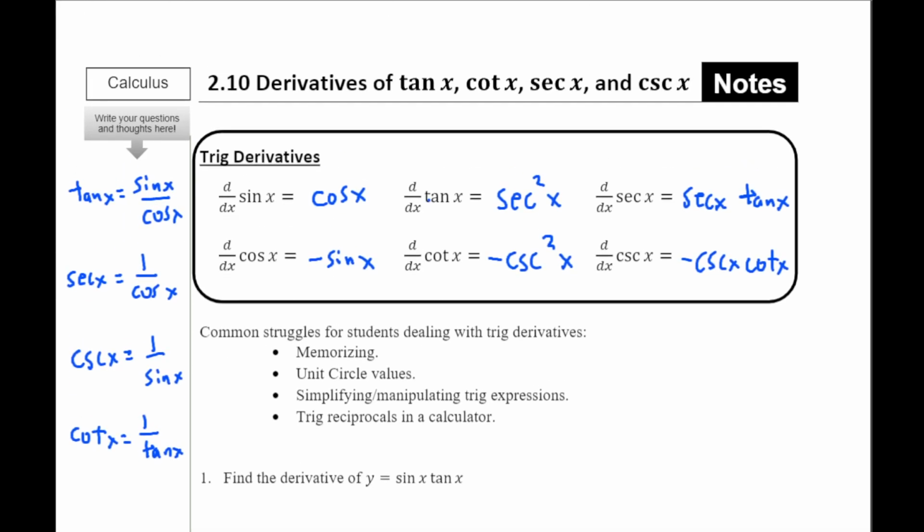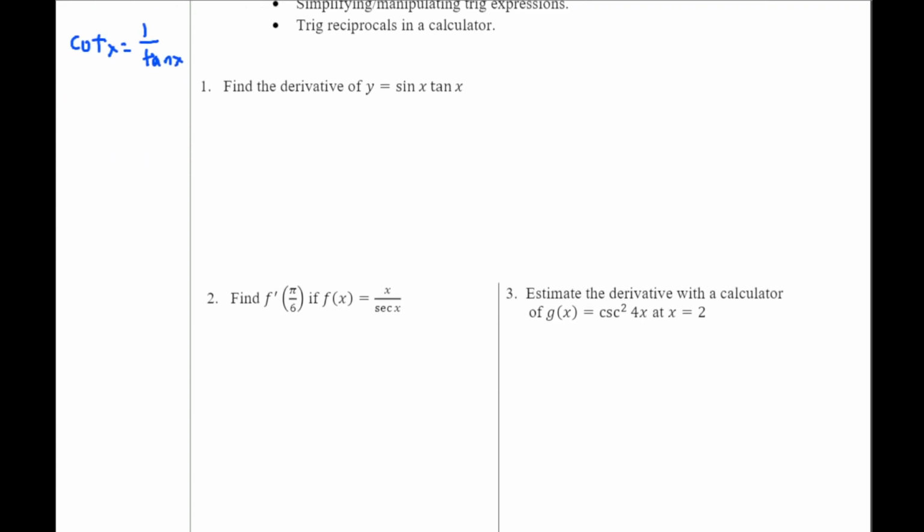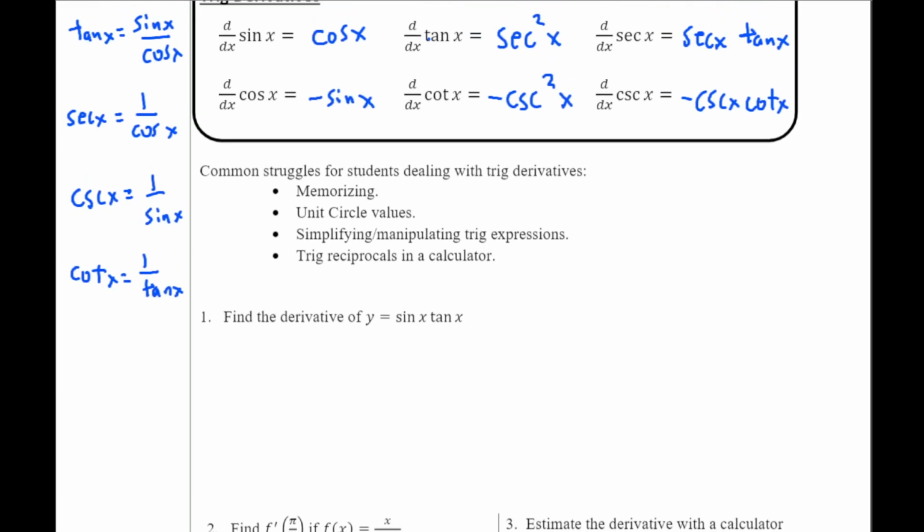So here are just some common struggles when dealing with trig derivatives: memorizing some of the derivatives, unit circle values, manipulating and simplifying trig expressions, and then entering those in a calculator. So here are some practice questions.